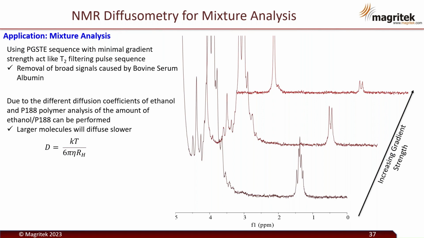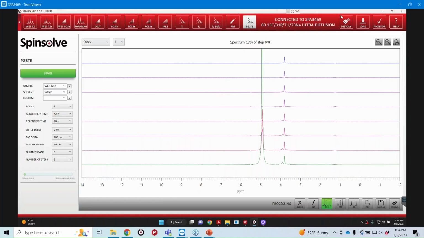We can integrate these overlapping signals to not only determine the diffusion coefficients of the individual species, being the ethanol and the poloxamer, but also their relative percentage to one another in the mixture. So what I'll do next is go directly back to the instrument, in which this is the actual sample that I loaded into the instrument previously for study.